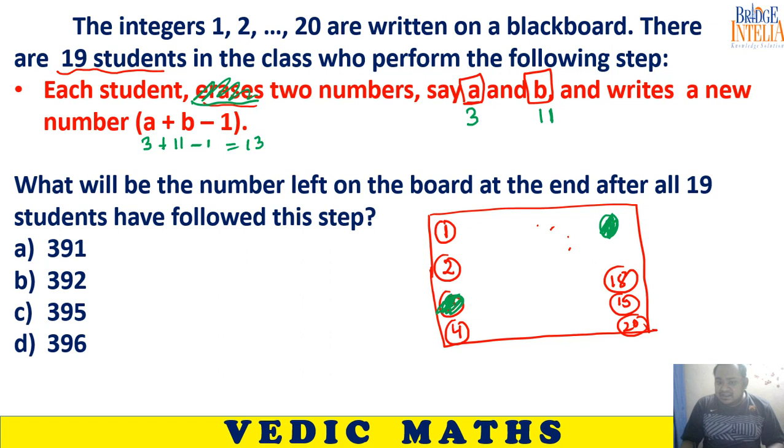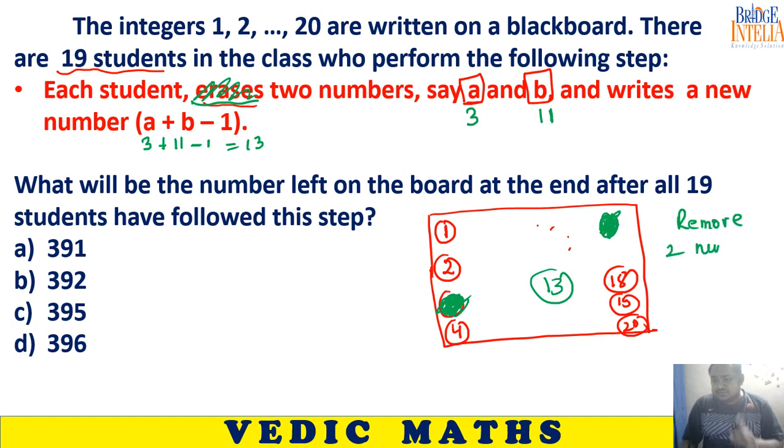That means I delete two numbers. I delete 3, I delete 11, and I write a new number. I write 13. So this is what every student will do. There are 19 students in a class. So what is actually one single student is doing? What is the outcome of one single student? He will remove two number. He will remove two number and write a new number. So remove two number.